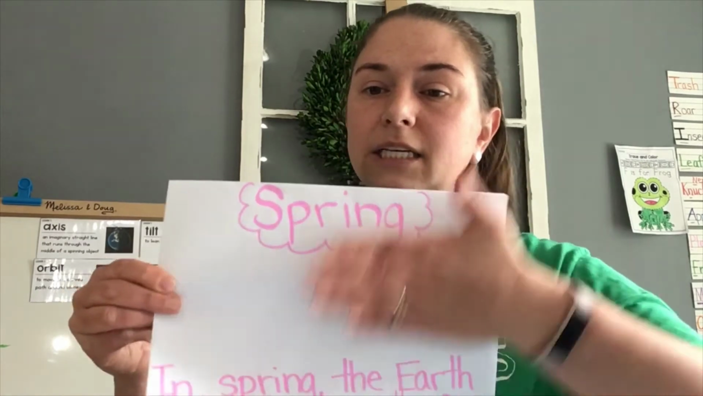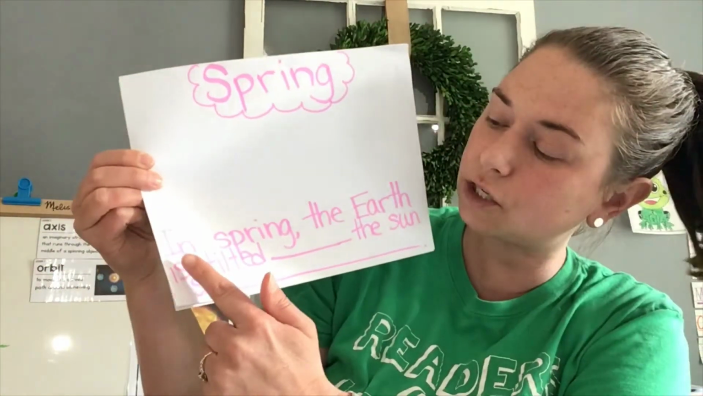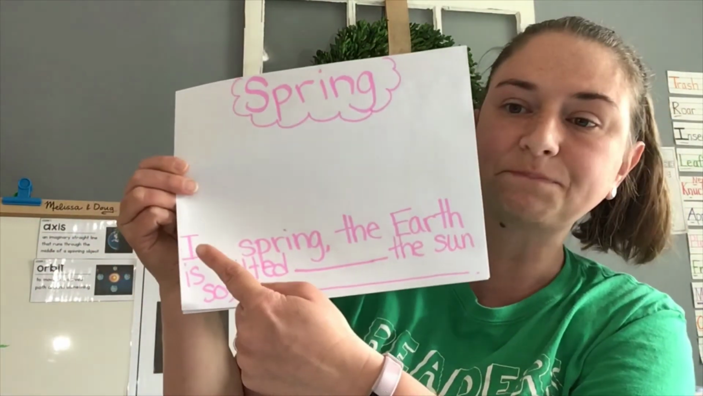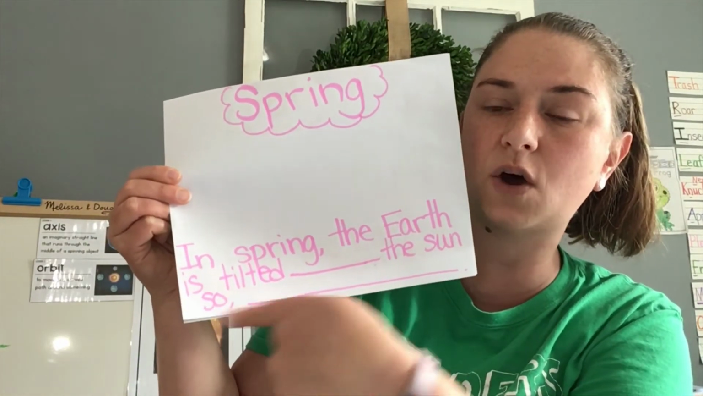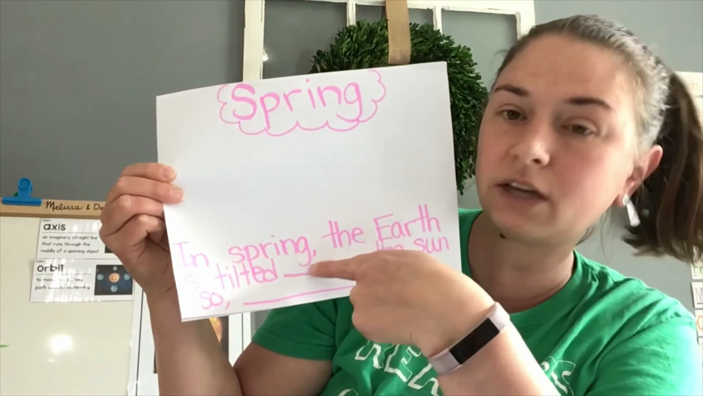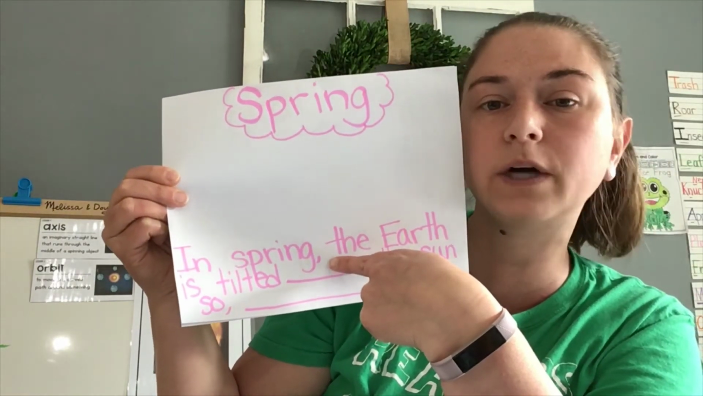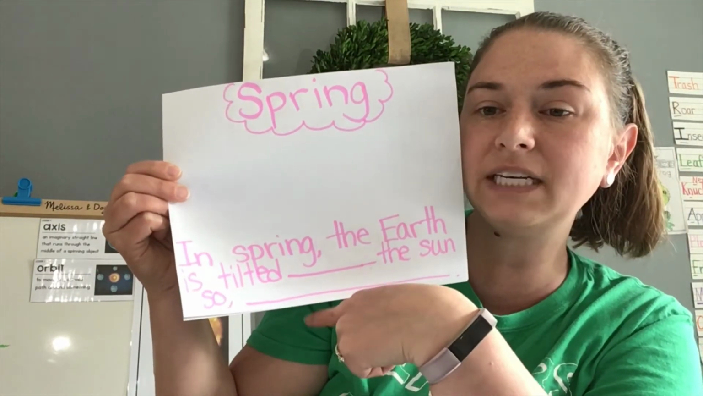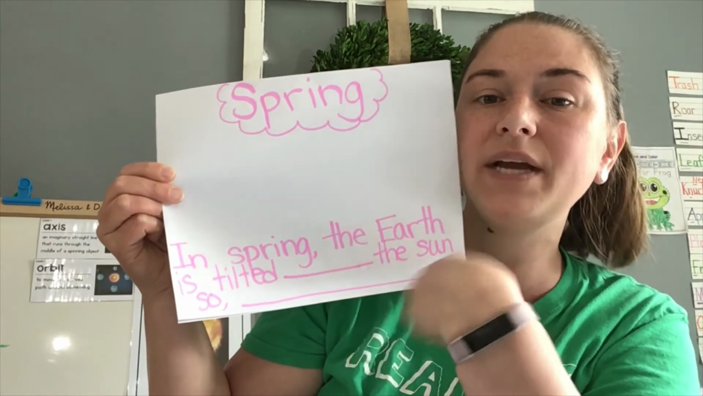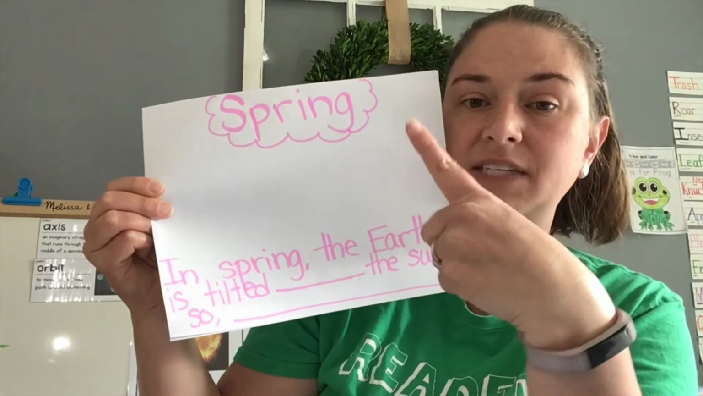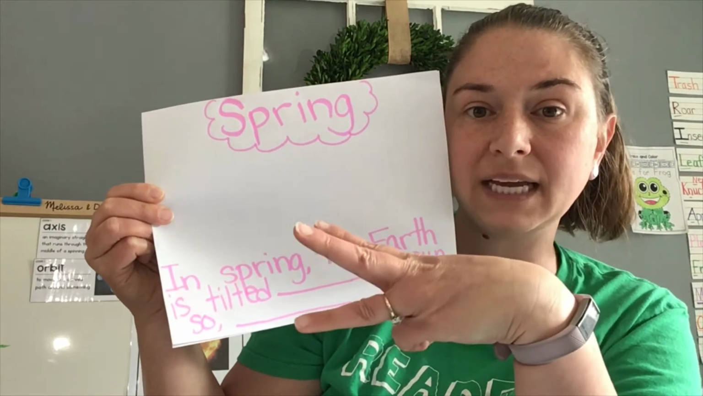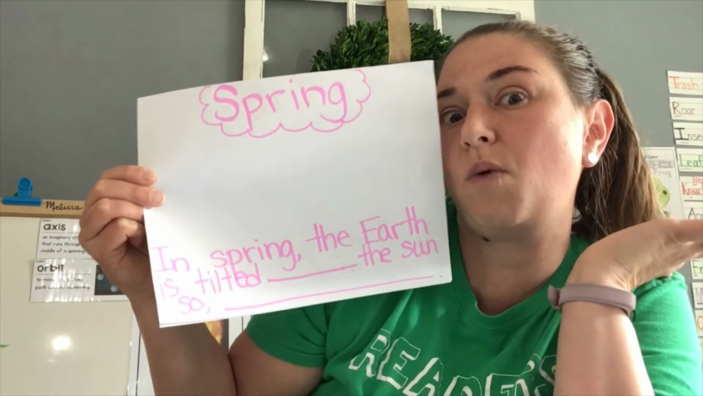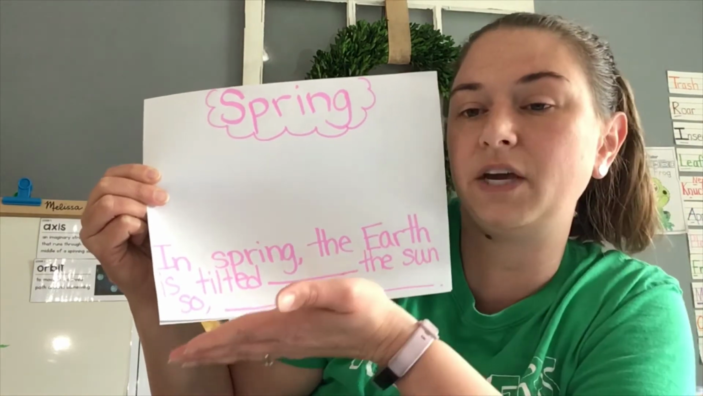So right now it's spring. So you're going to observe spring. Illustrate spring and answer the fill in the blanks by writing. In spring, the earth is tilted blank, the sun so blank. Is the earth tilted away from the sun in spring or towards the sun? And then you need to give me your evidence. How do you know it's tilted towards the sun? Think of temperature, think of length of the daytime, think of what's going on with plants, or how do you know it's tilted away from the sun? Okay, give me your evidence.